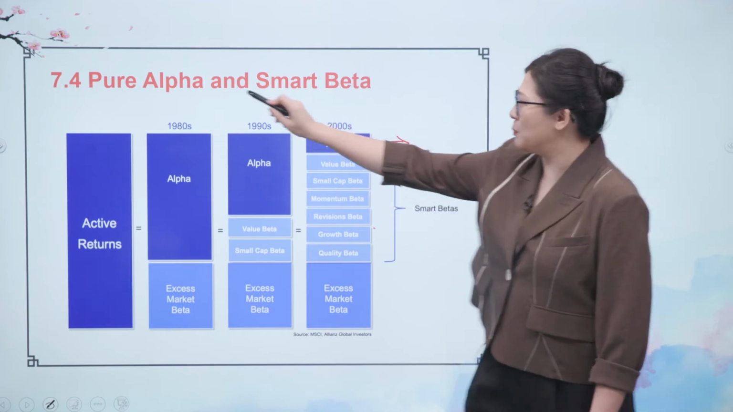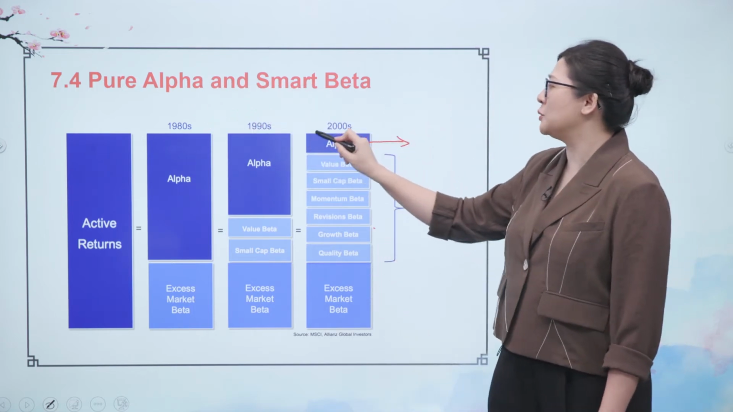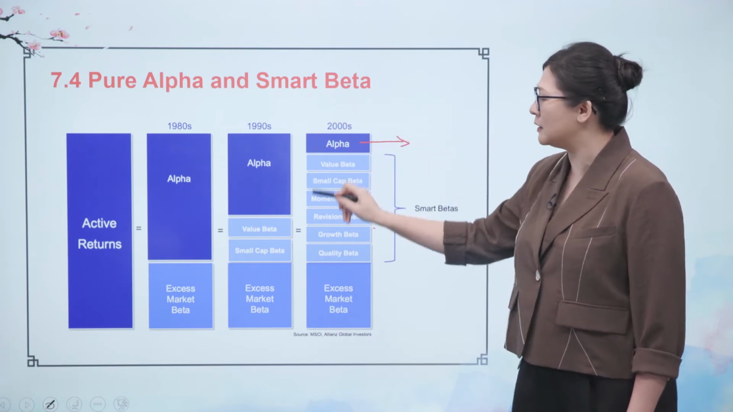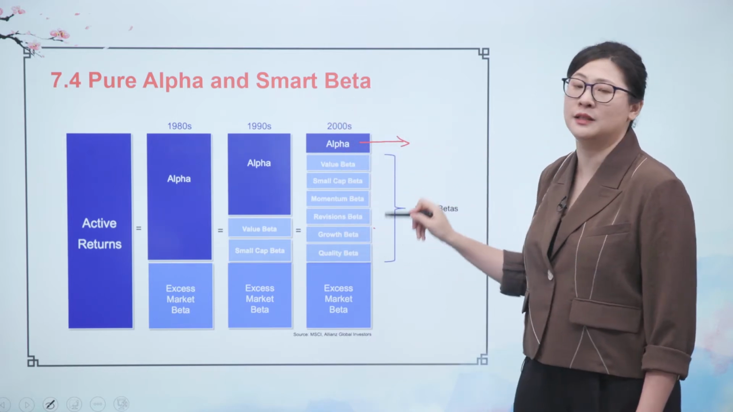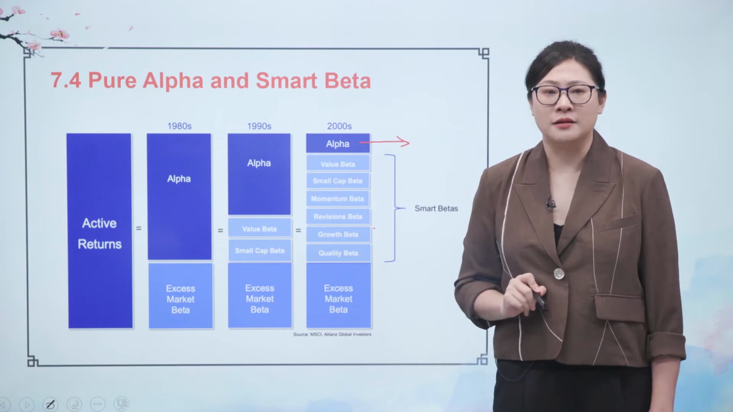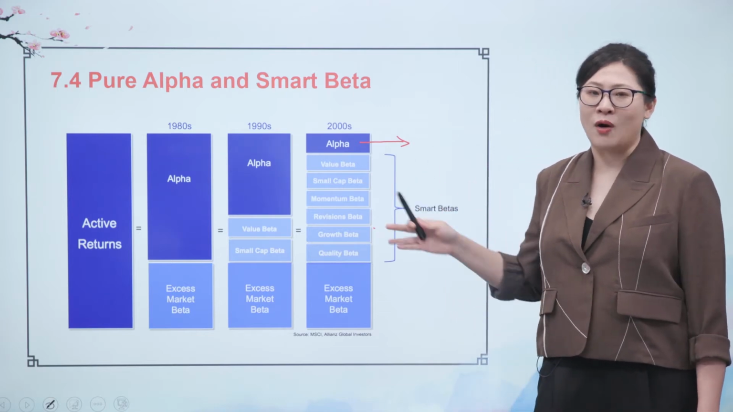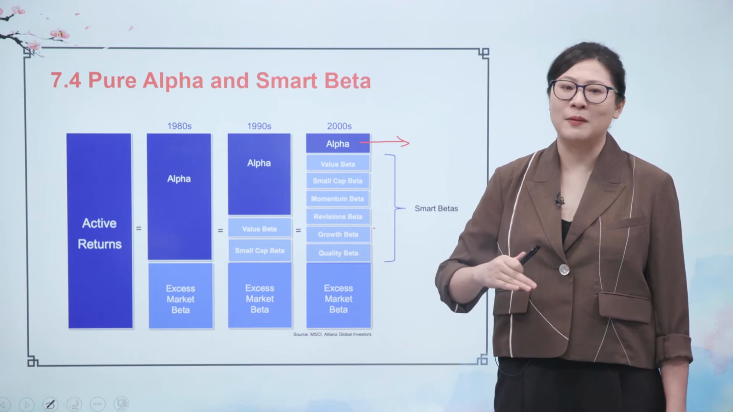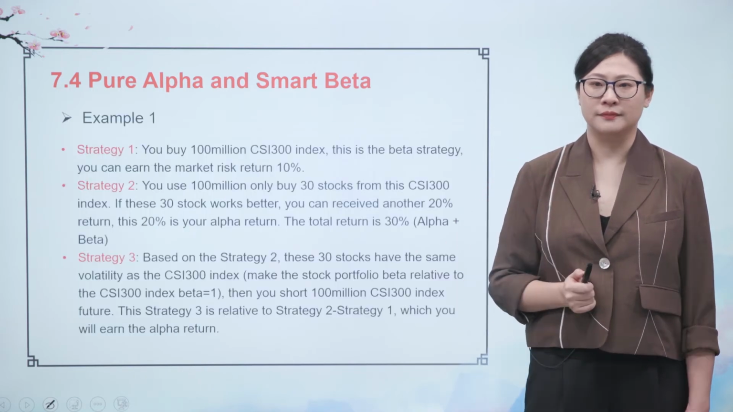So the pure alpha strategy concentrates only on this alpha, and the smart beta strategy concentrates on all of this part. And this is the graph to show you the alpha, pure alpha, smart beta, and beta.